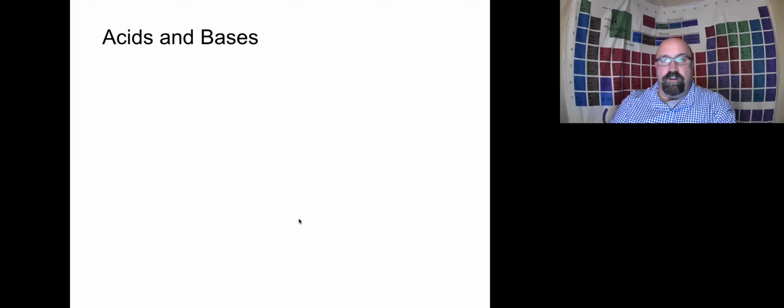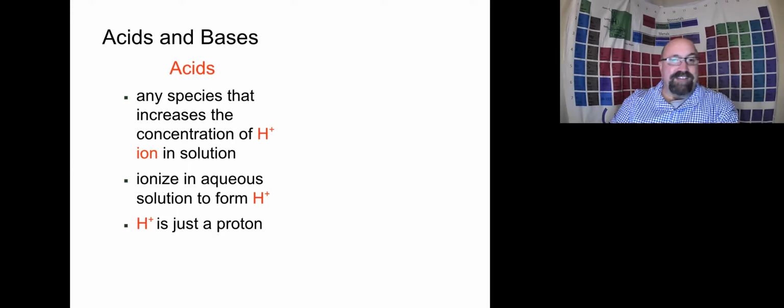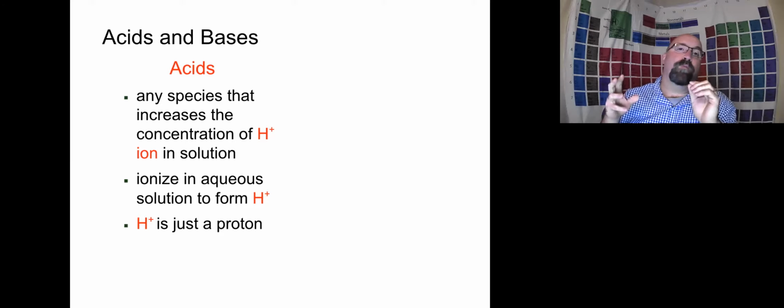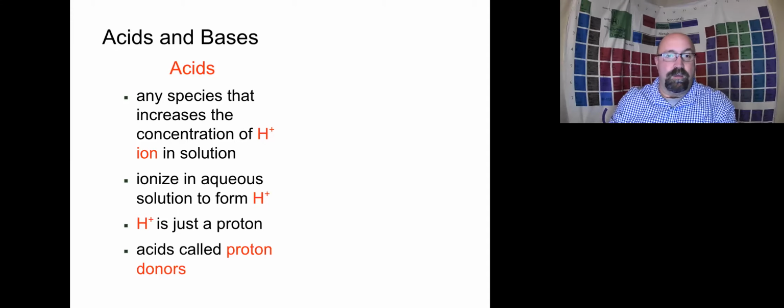We then turned our discussion towards acids and bases. We define acids as any species that increases the concentration of H plus in solution. They ionize, typically most acids will ionize to form H plus. And so for instance, HCl will dissociate and ionize into H plus and Cl minus. And we discussed that H plus is really just a proton. When we talk about a hydrogen 1 plus ion, what we're really talking about is just a lone little proton hanging out. And so acids are typically called proton donors.